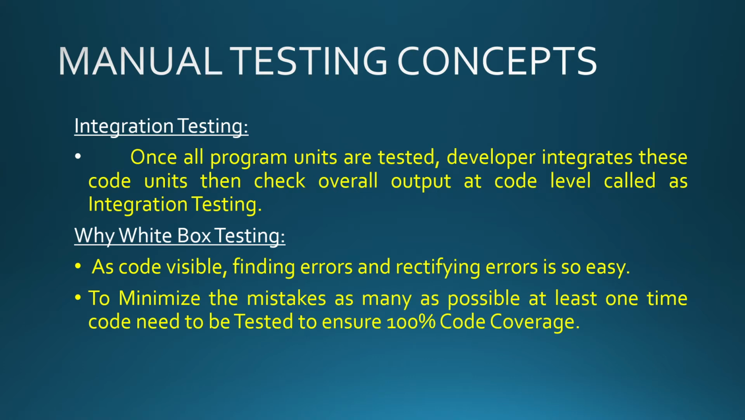Okay, so these are all the 3 units. Once these 3 units are tested successfully and producing the right output, the developer will integrate all these 3 units into a single chunk. That is one main unit. All these 3 units combined together create a chunk or unit, and that is called integration testing.